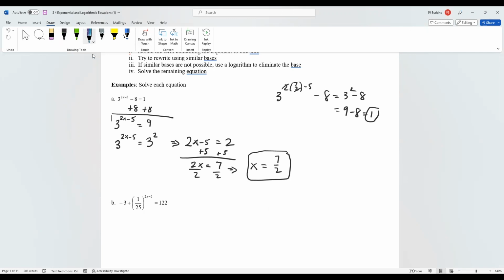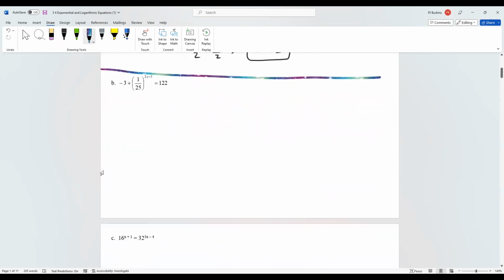All right. Let's go ahead and take a look at the next one we have here. So again, we're trying to isolate the term that has a power. So I'm going to go ahead and add 3 to both sides. So I have 1 over 25 to the 2x minus 5 equals 125.